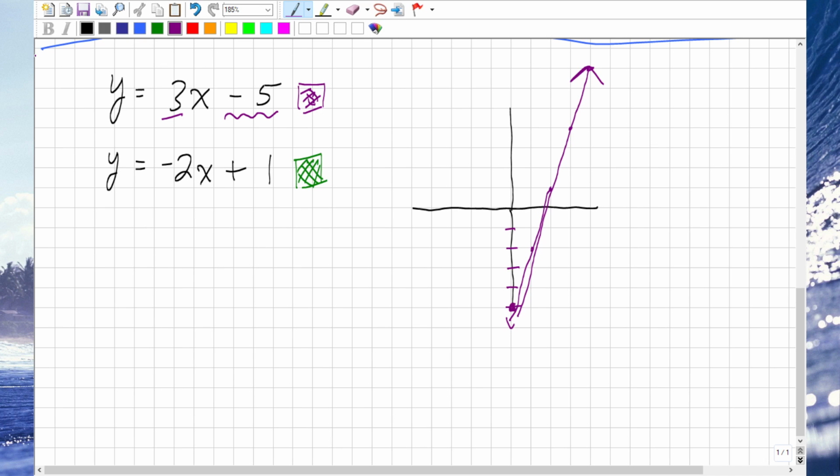And then we go over to the green one. In the green one, we use the same method. We start off at 1, because that's our y-intercept. And then our slope is -2, which means that we go down 2, and then to the right 1. And then we go down 2, and to the right 1. And do I want this to be there?